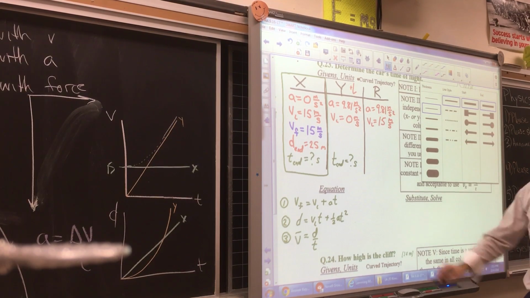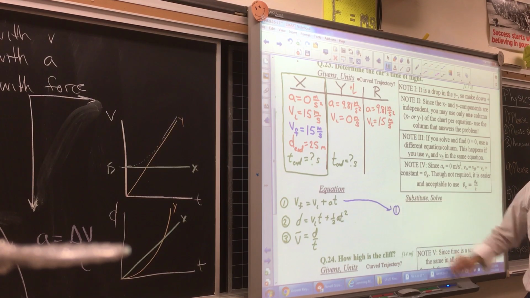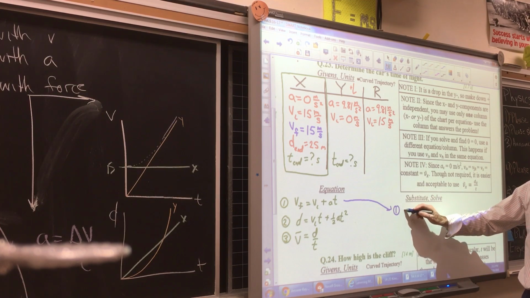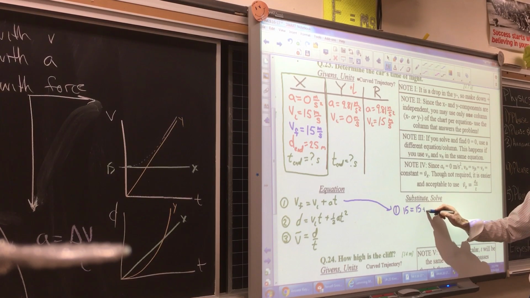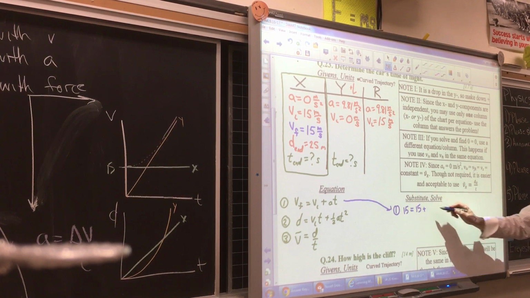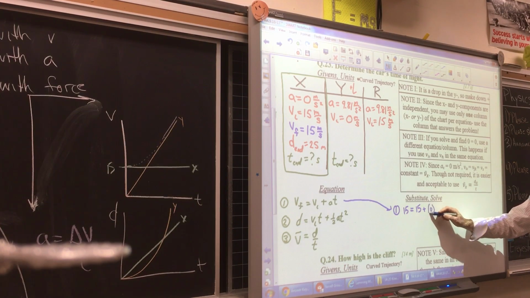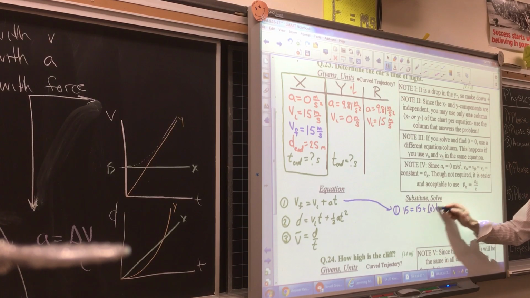We're solving for time. Let's first do equation 1. If we substitute in, you could rearrange it first if you want, it doesn't matter. But if we substitute in, we have VF is 15 equals VI is 15 plus, what's the acceleration? You must use the x column. The acceleration is 0 times t. What happens with the 0 times t? Gone. Don't even waste time thinking about it. Okay, let's leave that alone for a moment.